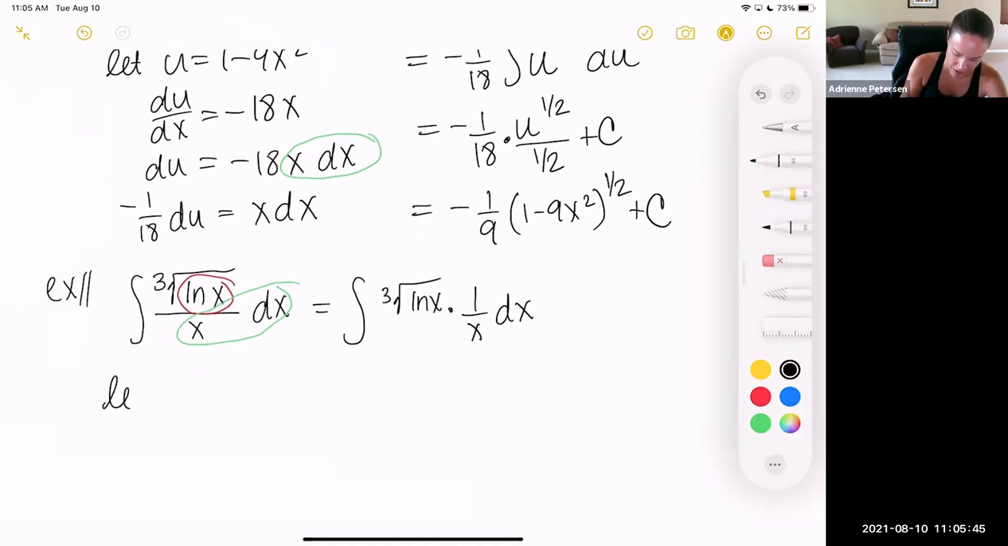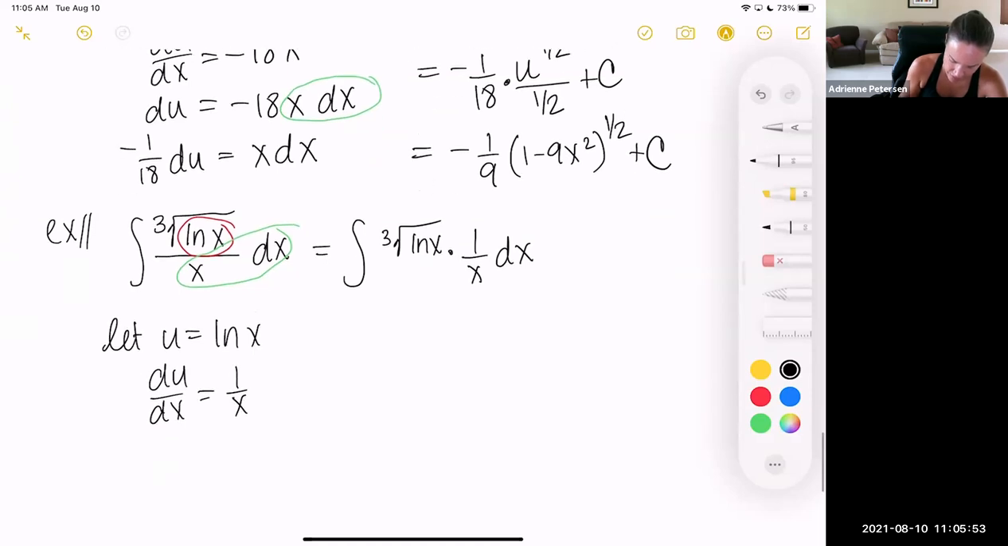So we're going to let u be ln of x, then du dx is equal to 1 over x. Moving our dx over, we get du is equal to 1 over x dx, which we see right in our integral.